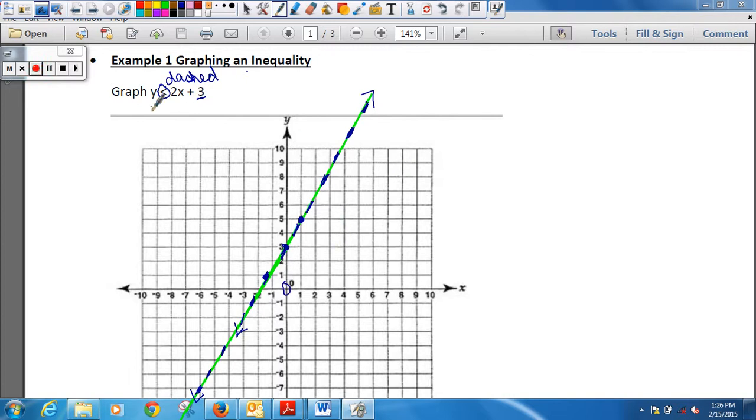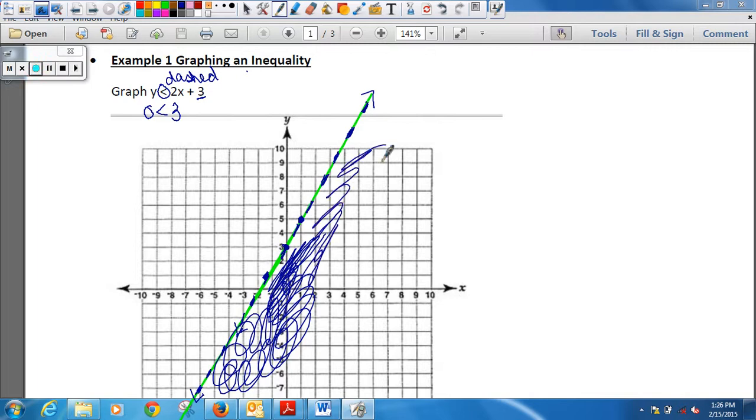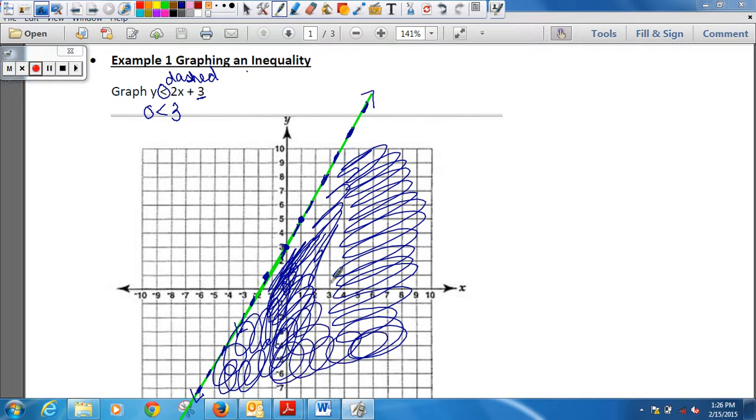So if I plug in 0 here, is 0 less than 3? In this case, 0 is less than 3. So the points on the side of (0, 0) make this statement true. So we shade on the side over here. So basically that's saying any point on this side is part of the solution set.